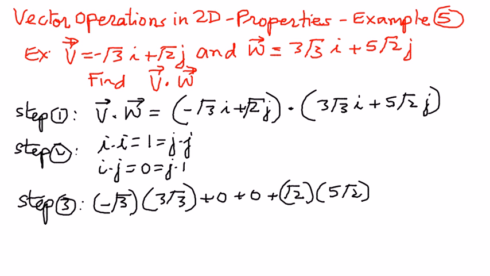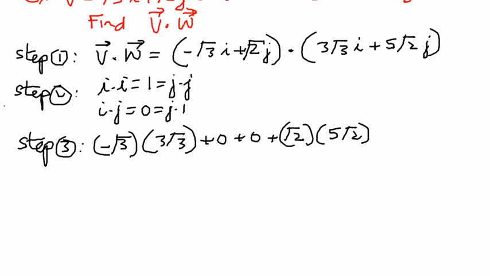So therefore all we need to do now is just simplify these numbers. Square root of 3 times square root of 3 is 3, so 3 times 3 is 9 with a negative sign. And then square root of 2 times square root of 2 is 2, 5 times 2 is 10. So therefore this value comes down to 1. Negative 9 plus 10 is positive 1. So this is the value.